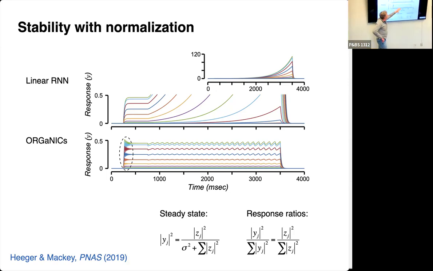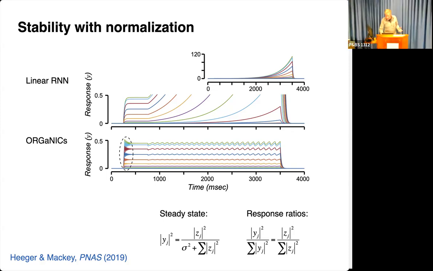Okay? This is the organic circuit with the same recurrent weight matrix. And you can see what happens is that the recurrence tries to boost it, but the normalization kicks in and shuts it down. So you get these little low frequency oscillations, but importantly, the ratio of the responses. That's another way to look at the stability issue and the importance of normalization.